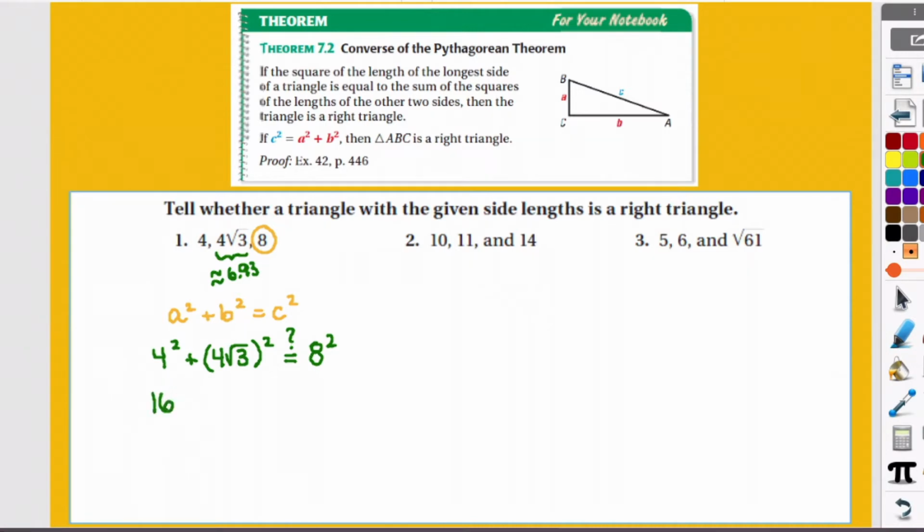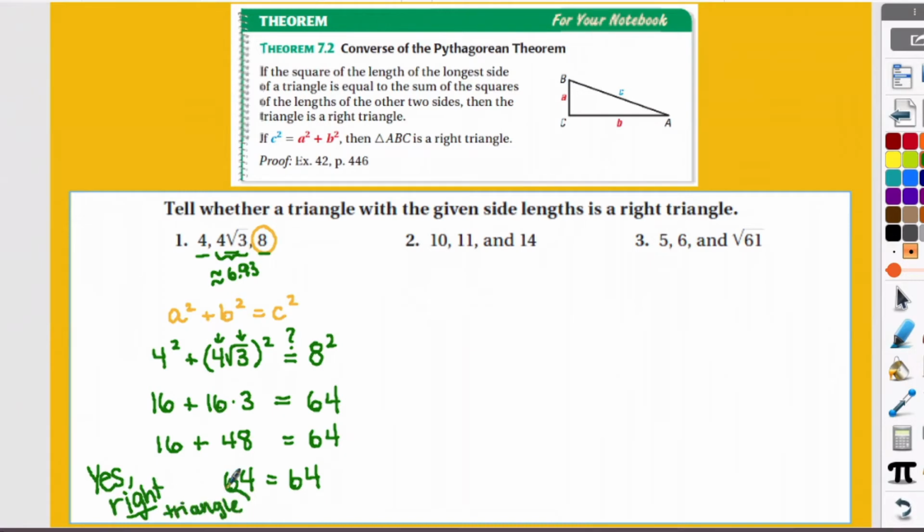4 squared is 16. When I square this next one, basically what I'm going to do is I'm going to square the 4 and I'm going to square the square root of 3. Well, 4 squared is 16, and the square root of 3 squared is square root of 3 times square root of 3 would be square root of 9. Square root of 9 is 3. So basically that square root and the square cancel each other out. 16 plus 48 on this side is 64. And so what we found out is that those 3 lengths would form a right triangle.